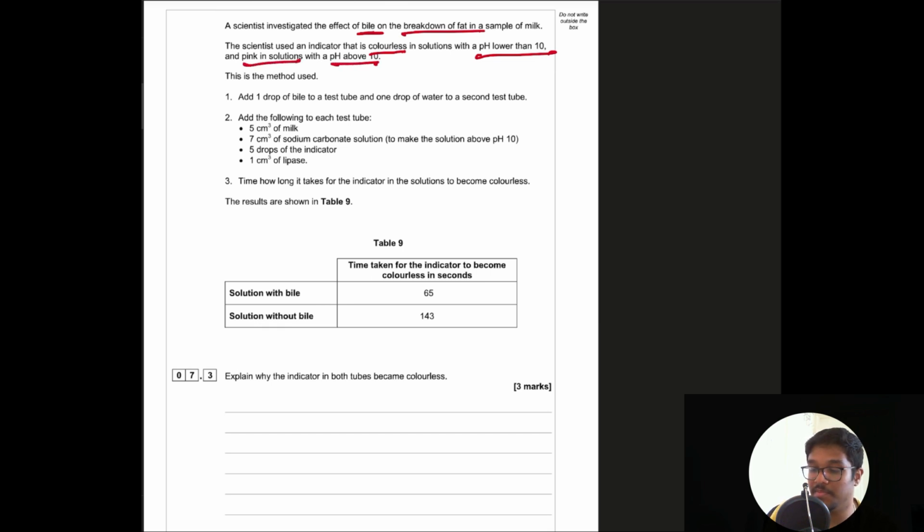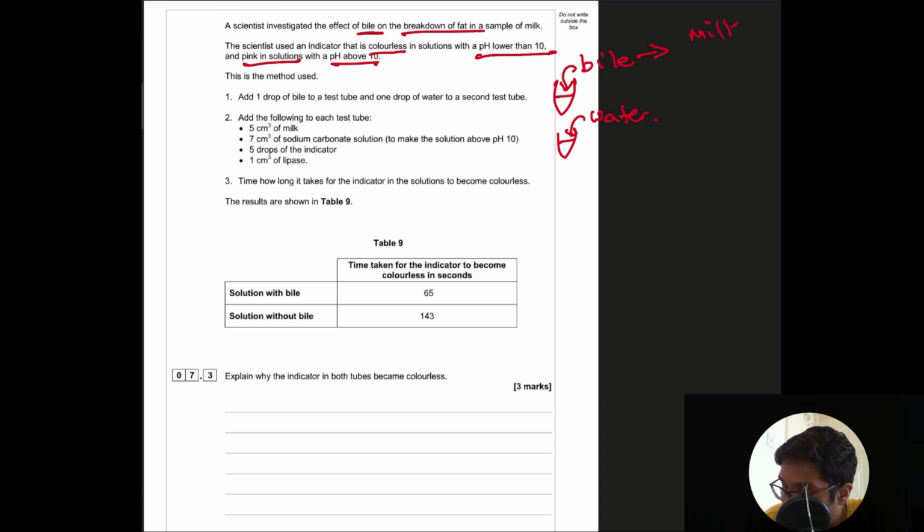This is the method used. Add 1 drop of bile to a test tube. So always draw a diagram if it helps. So they're adding 1 drop of bile to a test tube, and then they're taking another test tube and adding 1 drop of water. Add the following to each test tube. So each test tube has milk.